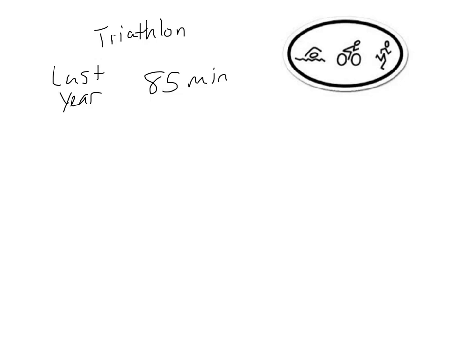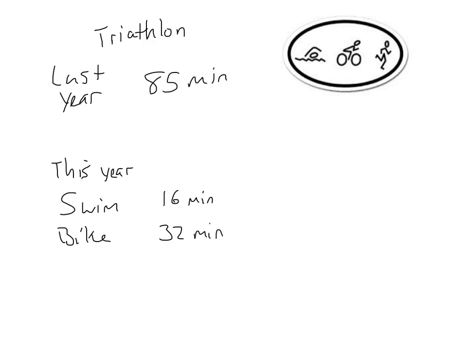And you heard that your swim time, and this is now, so we'll separate this a little bit. Last year's was 85, and this year, your swim has taken you 16 minutes. Your biking has taken you 32 minutes. And so the question is, what is your run time going to have to be in order to beat your overall time from last year? Last year you were 85 minutes for all 3 events.